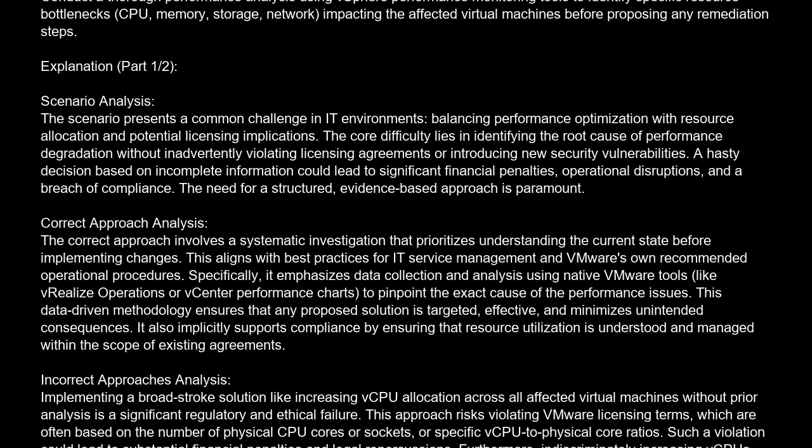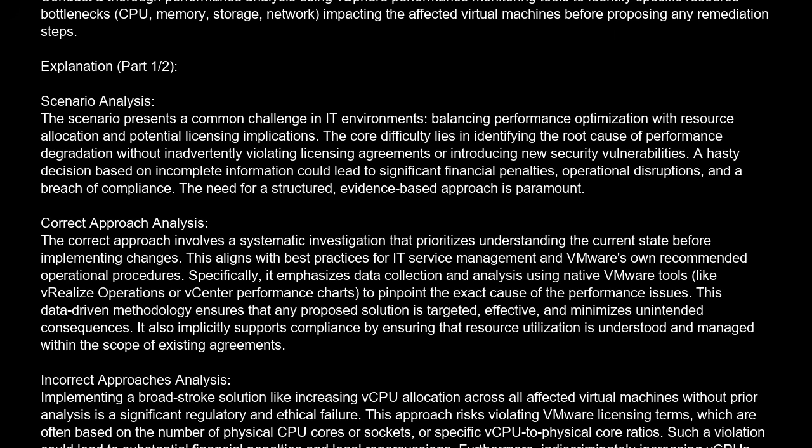Explanation. Scenario analysis. The scenario presents a common challenge in IT environments, balancing performance optimization with resource allocation and potential licensing implications. The core difficulty lies in identifying the root cause of performance degradation without inadvertently violating licensing agreements or introducing new security vulnerabilities. A hasty decision based on incomplete information could lead to significant financial penalties, operational disruptions, and a breach of compliance. The need for a structured, evidence-based approach is paramount.